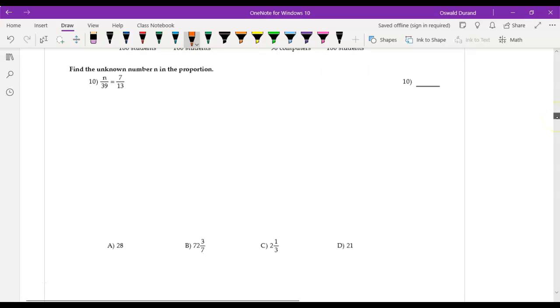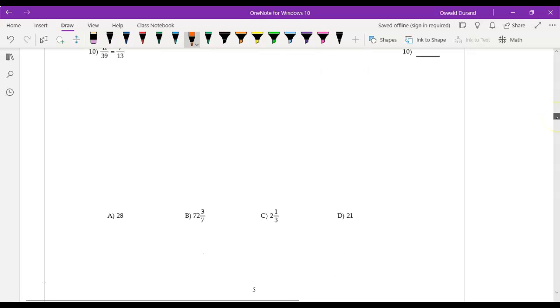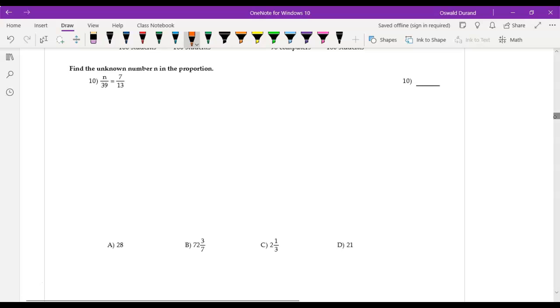All right, so now more proportion, but now it comes in a way that you have to find the missing or the unknown value, right? That is replaced by the letter N here. All right, so let's get started.